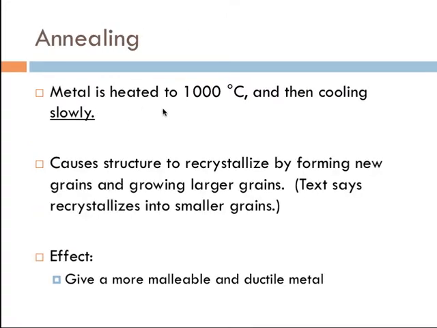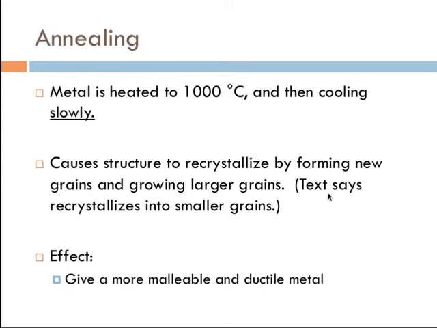Annealing. Annealing is when metal is heated to a temperature up to 1,000 degrees Celsius. It actually depends on the metal. But the process is you heat it and then you cool it slowly. And what this does is it allows the structure to recrystallize by forming new grains and growing larger grains.